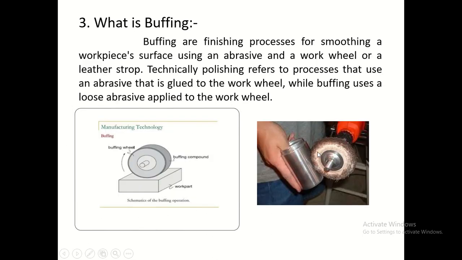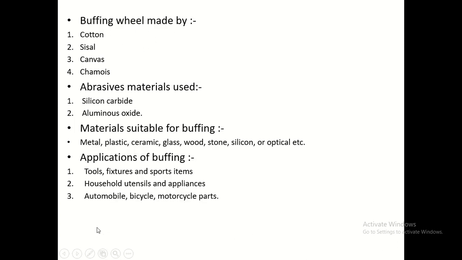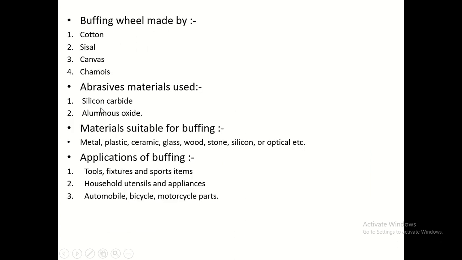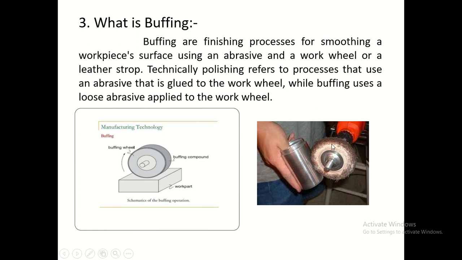This shows the buffing wheel. Four or more round cloths are collected together and sewn together. Then it forms the buffing wheel. The buffing wheel gets glued with some abrasive particles. What kind of abrasive particles are glued to the buffing wheel? Silicon carbide and aluminous oxide. These abrasive particles are glued with the buffing wheel.